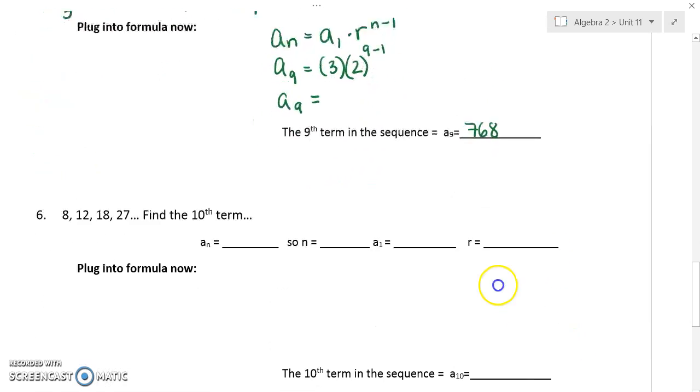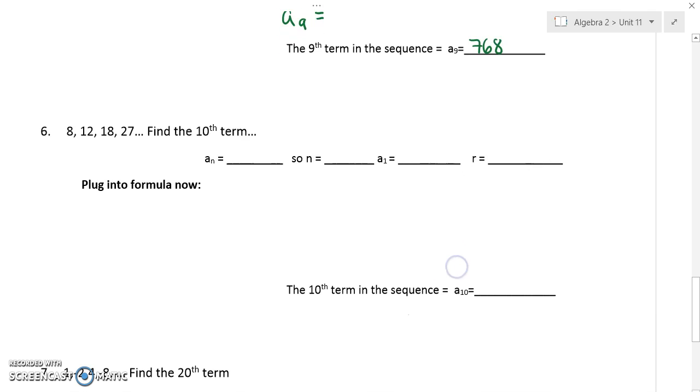All right, so let's keep going. Now here it says, once again, find the 10th term. So we're going to go ahead and find a sub 10. And n is going to equal 10 again because they want us to find the 10th number. a1 is the first term, that's 8. And we want to figure out what the common ratio is. So I'm going to just do 12 divided by 8. They have a 4 in common, so that's 3 halves.